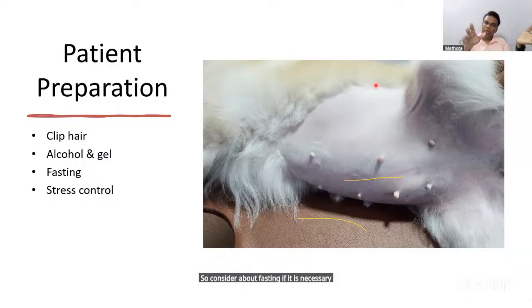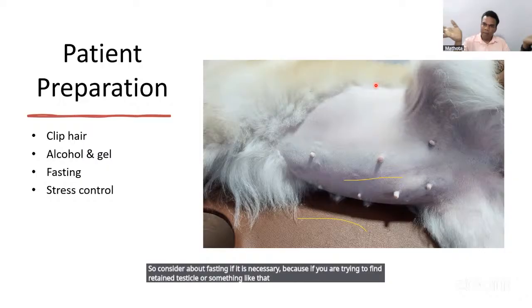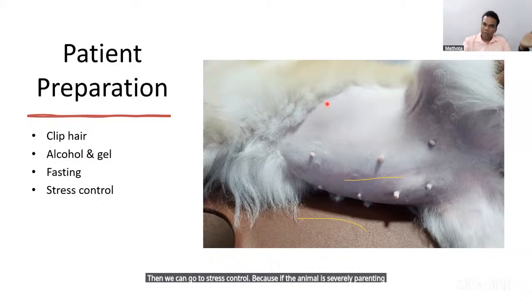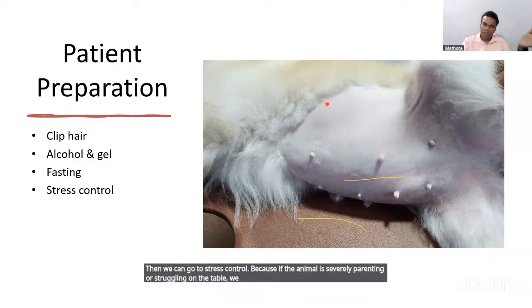Because if you are trying to find a retained testicle or sometimes ovaries, then it is better to keep the animal fasting and do the ultrasound scan. Then you will get better images. Then we can go to stress control.